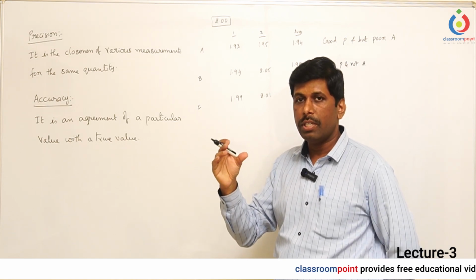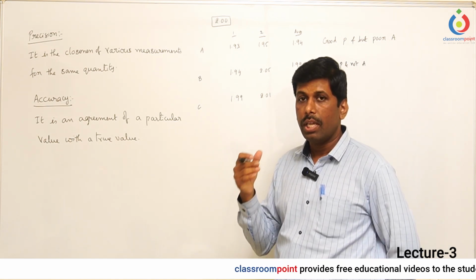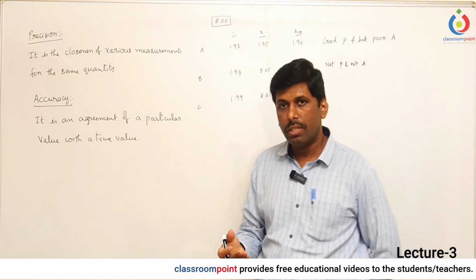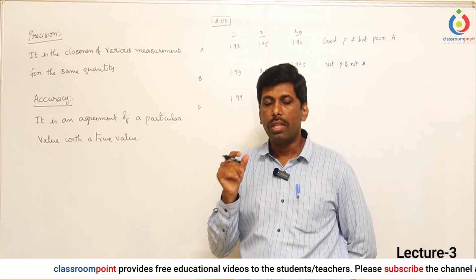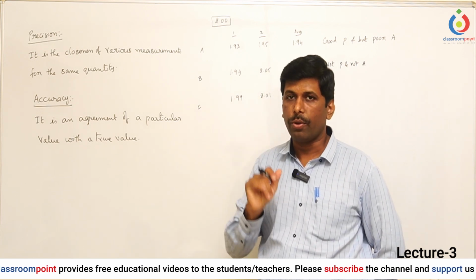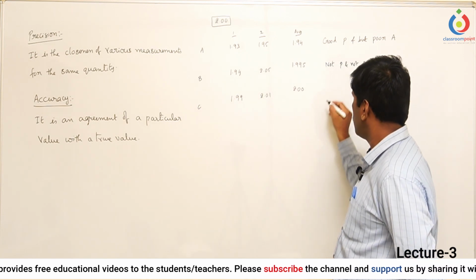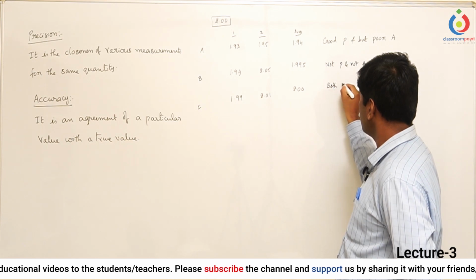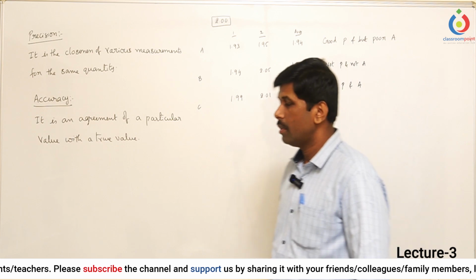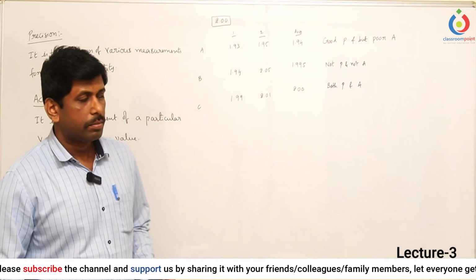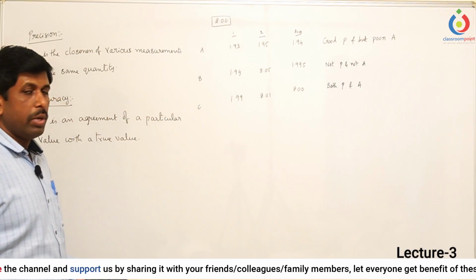The various measurements may be close to each other or not. If various measurements are close to each other, at the same time the final value is equal to the true value, then it is called both precise and accurate. Now in this case, it is both precise and accurate. Now let us discuss the rounding of the numbers.